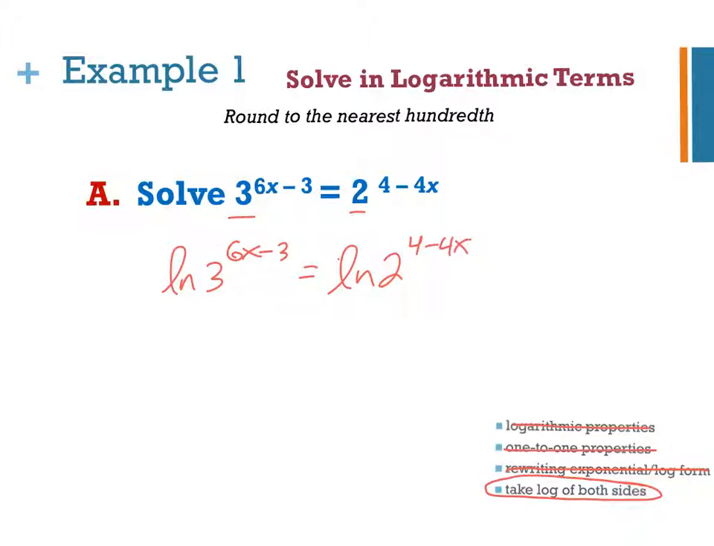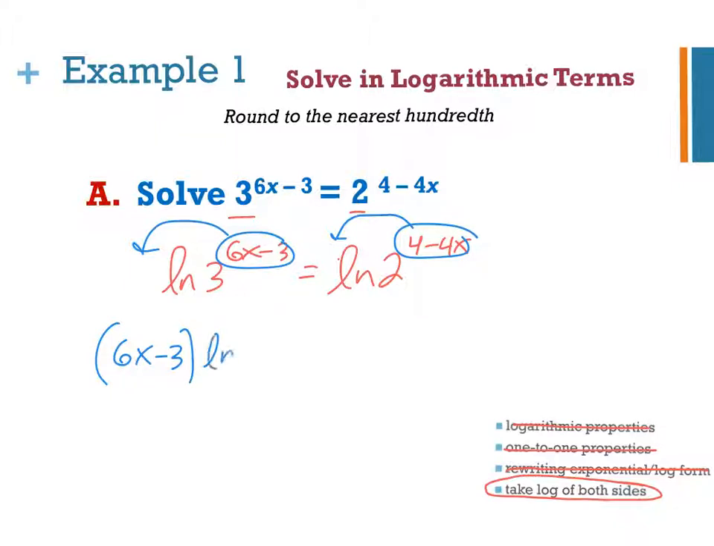So using properties of exponents, if I take the natural log of both sides, that 6x minus 3 gets brought down in front, and the 4 minus 4x gets brought down in front. Remember when you bring that down in front that it's grouped inside parentheses. So now it reads (6x minus 3) times the natural log of 3 equals (4 minus 4x) times the natural log of 2. And remember, our goal is to solve for x. So we're going to get some decimals here.